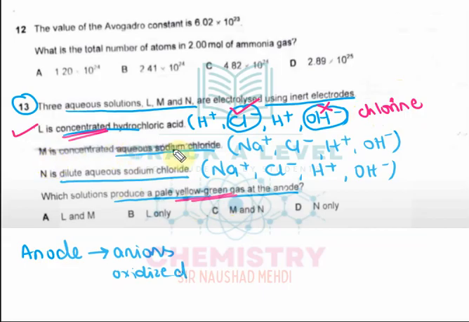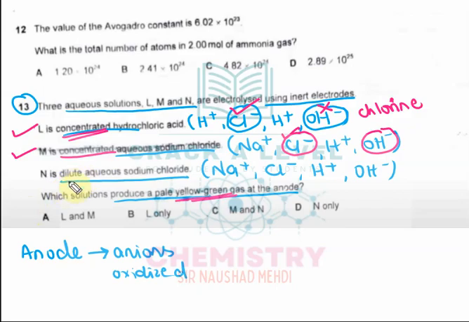Similarly, M is the concentrated aqueous sodium chloride. So again it's concentrated. So concentrated means that Cl minus and OH minus are present. Out of these two, since chloride ion is in more quantity, it will get discharged and obviously the chlorine will be formed. So it will also produce a yellowish green gas at the anode.